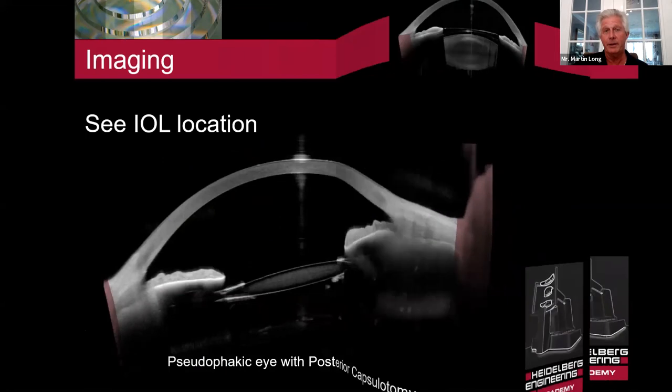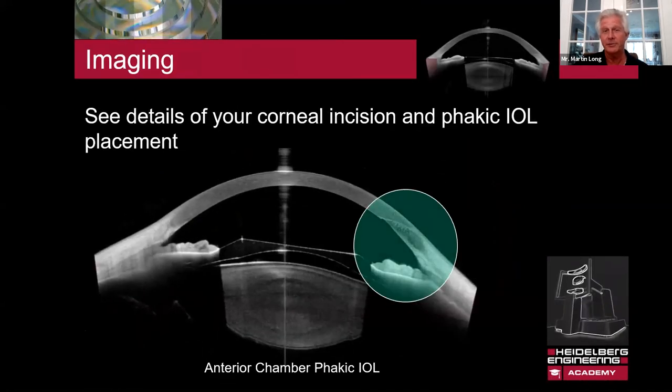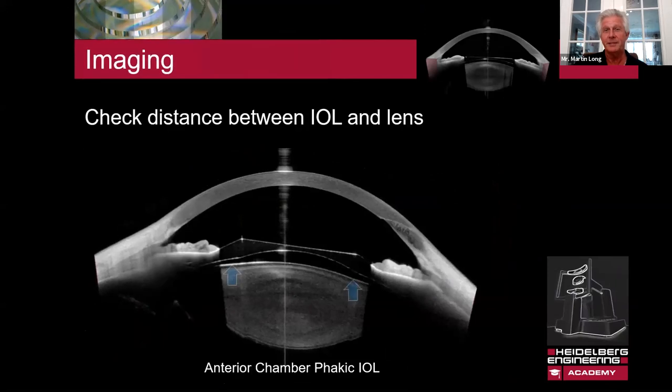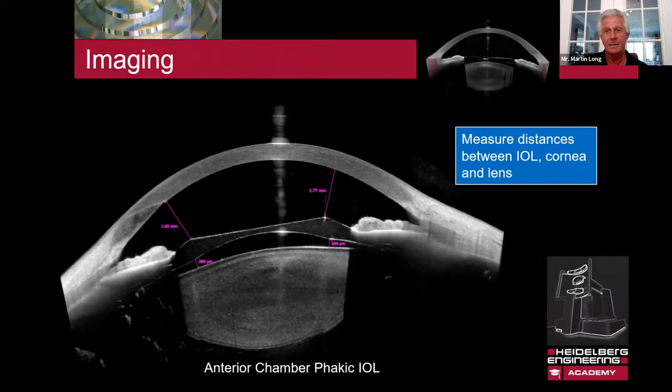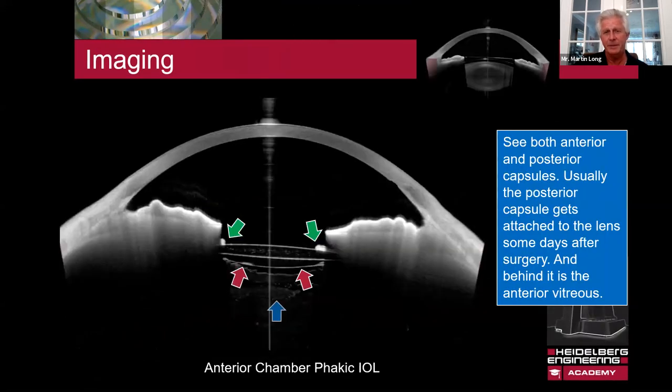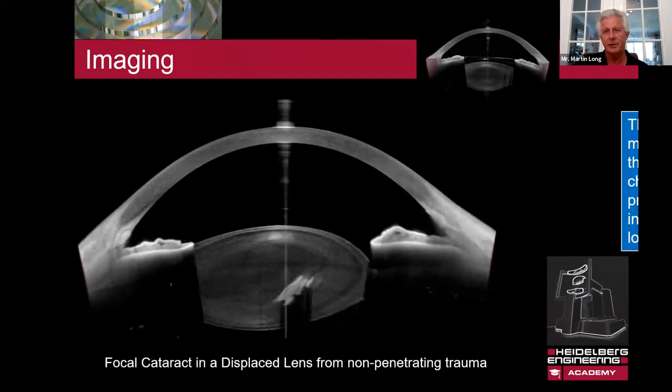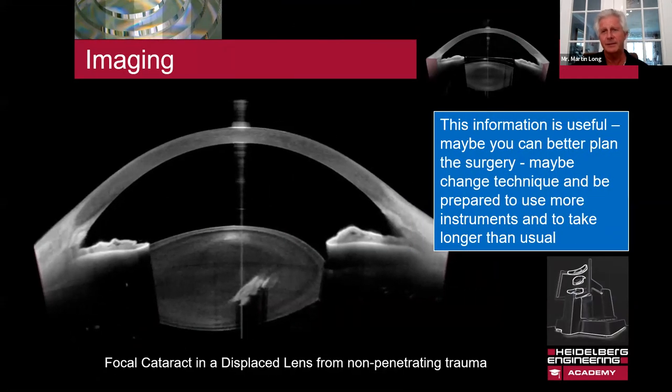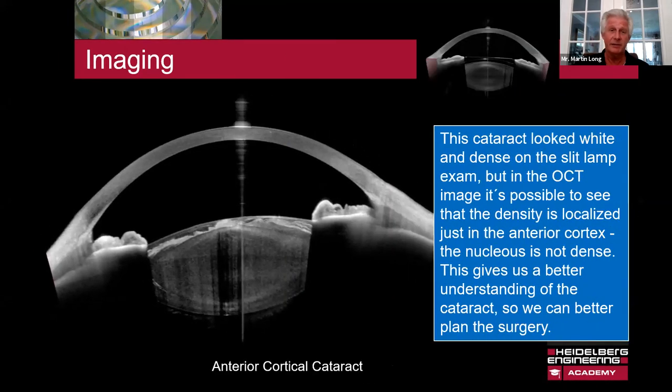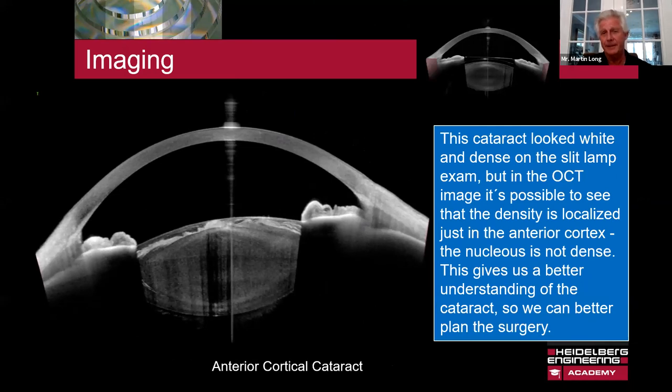You can see the IOL location, details of your corneal incision, checking distances between IOL and lens, measuring all distances. And maybe if you can see this eye much better, you maybe change the way you think about your surgery. So in this case, with this focal cataract, maybe you want to take a little bit longer than usual to deal with that. And in this case, on slit lamp, it looked as though it was an anterior cortical cataract that we didn't see on the slit lamp, and it wasn't dense. So maybe again, understanding that, we can better plan our surgery.